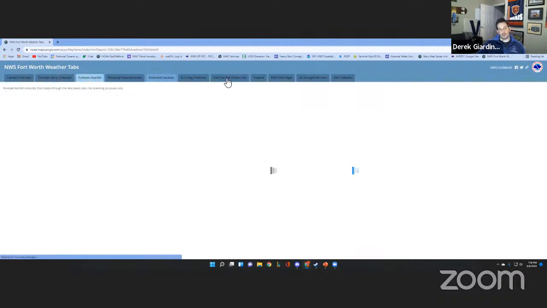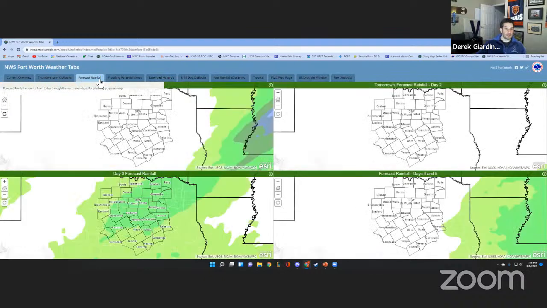Outlooks, forecast rainfall. Probably should have preloaded this before we got on here. I have about 10 of these loaded at once, so it does take some bandwidth up when I have that many open. But you can go through the day 1, day 2, day 3, and day 4 and 5 rainfall forecast pretty easily and quickly.